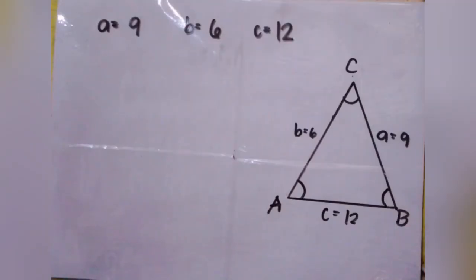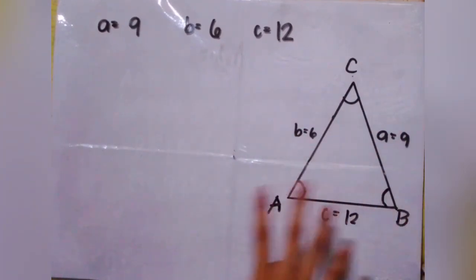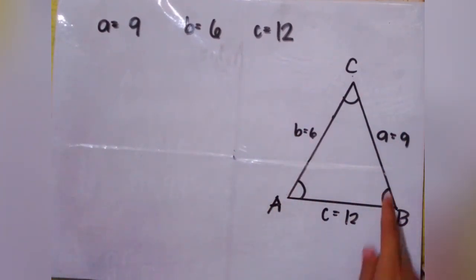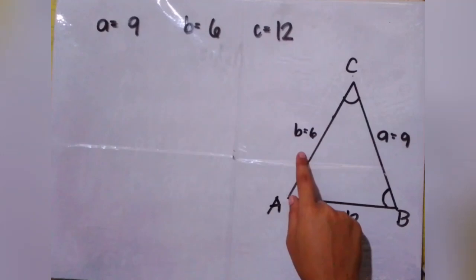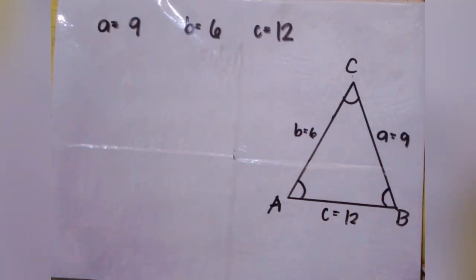Here is a second problem and we are going to find the angle A, the angle B, and the angle C. In this problem, we are going to use the law of cosines to find the angle opposite the longest side. The longest side is side C equals 12. Thus, we will find the angle C.